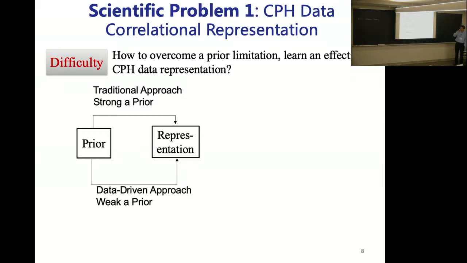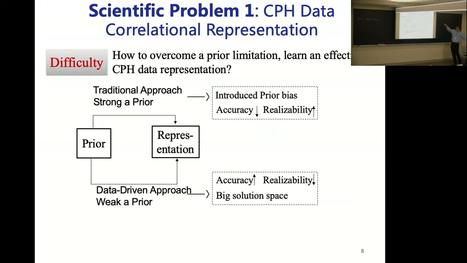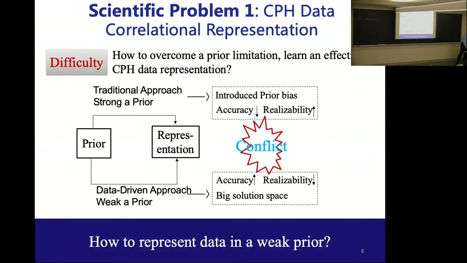Then the challenge for this is that actually for small data sets, people do very well on representation, which means they're using prior knowledge a lot to solve this representation. In the big data stage, actually, the prior knowledge is not easy to be added. So we just found that the difficulty is that in the weak prior, how we represent data for this heterogeneous data. That's one of the difficulties we have.